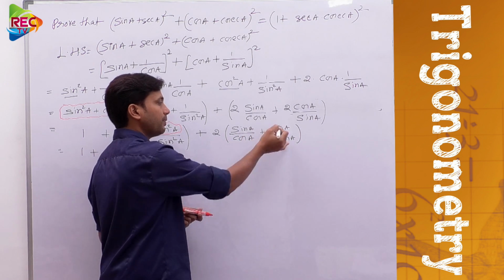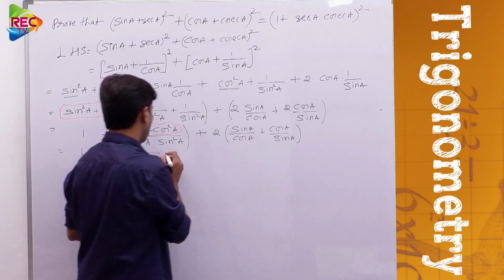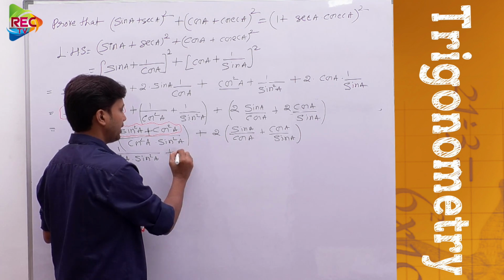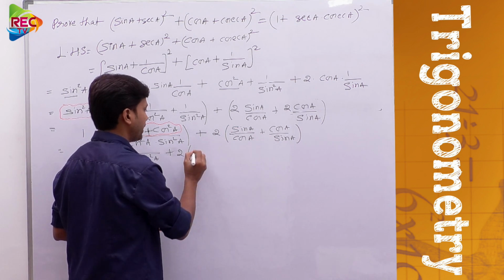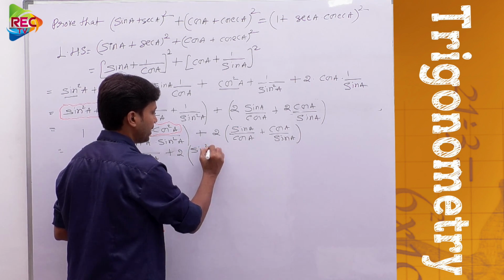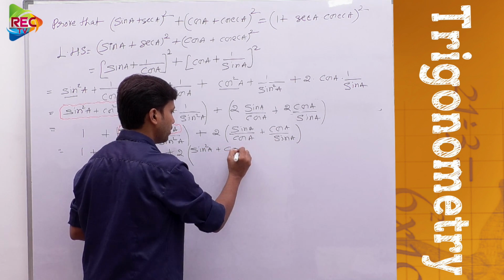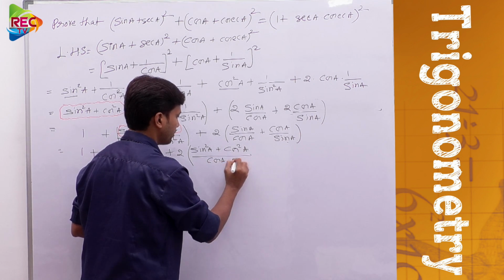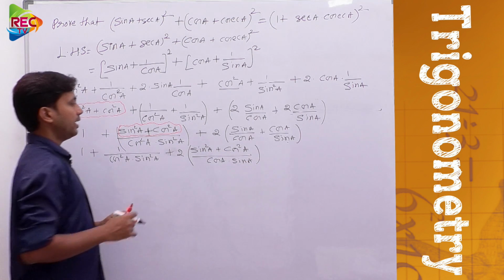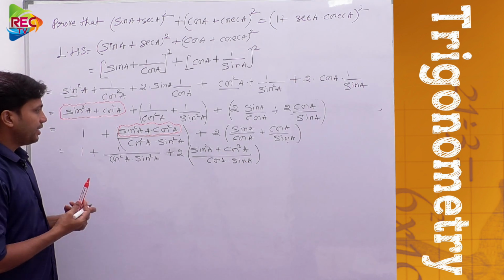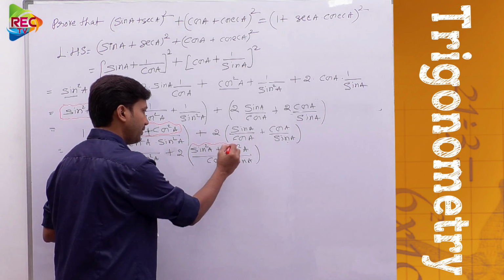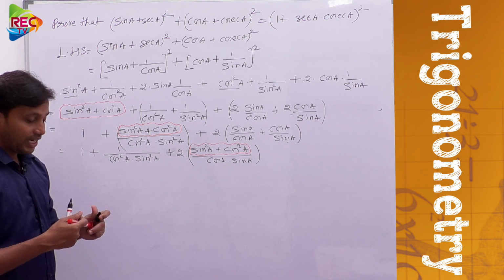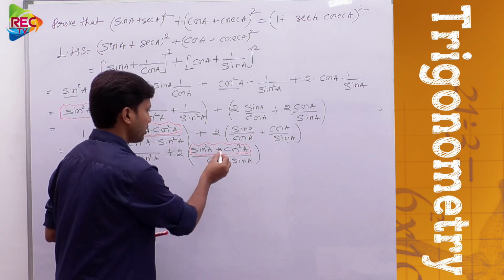Again take LCM for this expression inside the bracket. Now while taking the LCM, write the plus and 2 into. Now sin a into sin a, that would be your sin square a. Cos a into cos a, that would be your cos square a, by cos a into sin a. Right? So like this. Again if you observe, in this step once again we obtained sin square a plus cos square a, for which the value is going to be 1. For this also the value is going to be 1.